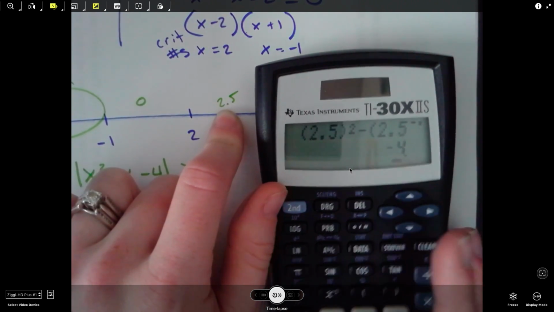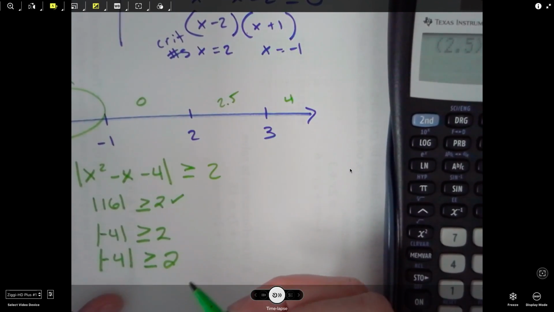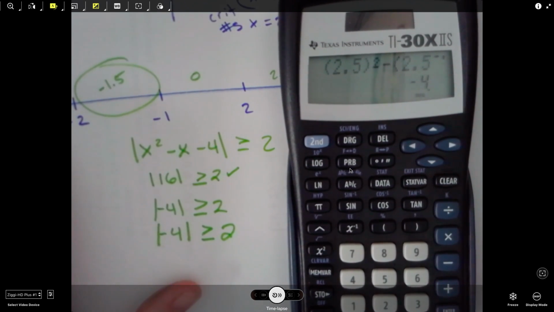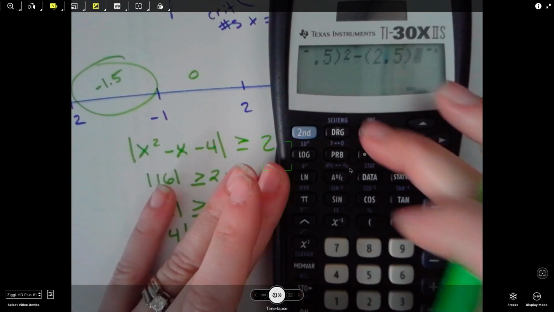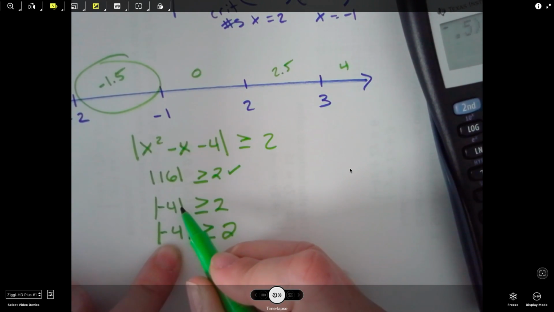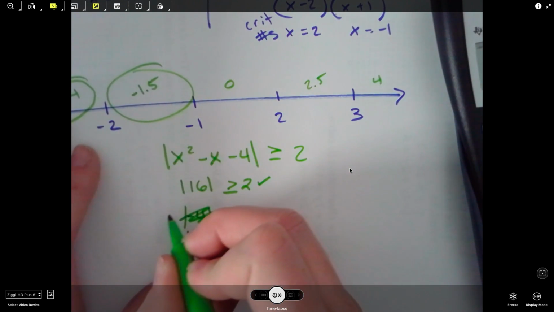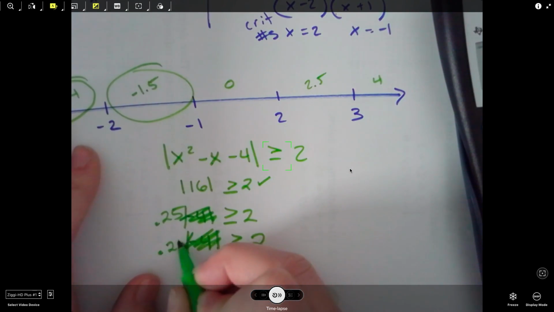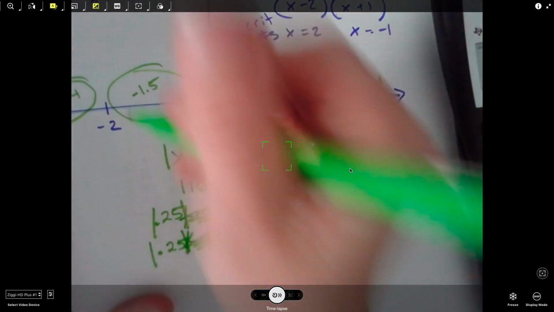Enter. Is the absolute value of -4 greater than or equal to 2? Gosh dang it, it does. What did you get? 0.25. For this one or for the first one? For negative 1.5. Okay, I'm sorry, I had a square on it. What did you get? 0.25. Okay, and this one's 0.25 also, after you take the square and the absolute value? So 0.25 is not greater than 2, so those don't work. That one and that one don't work.